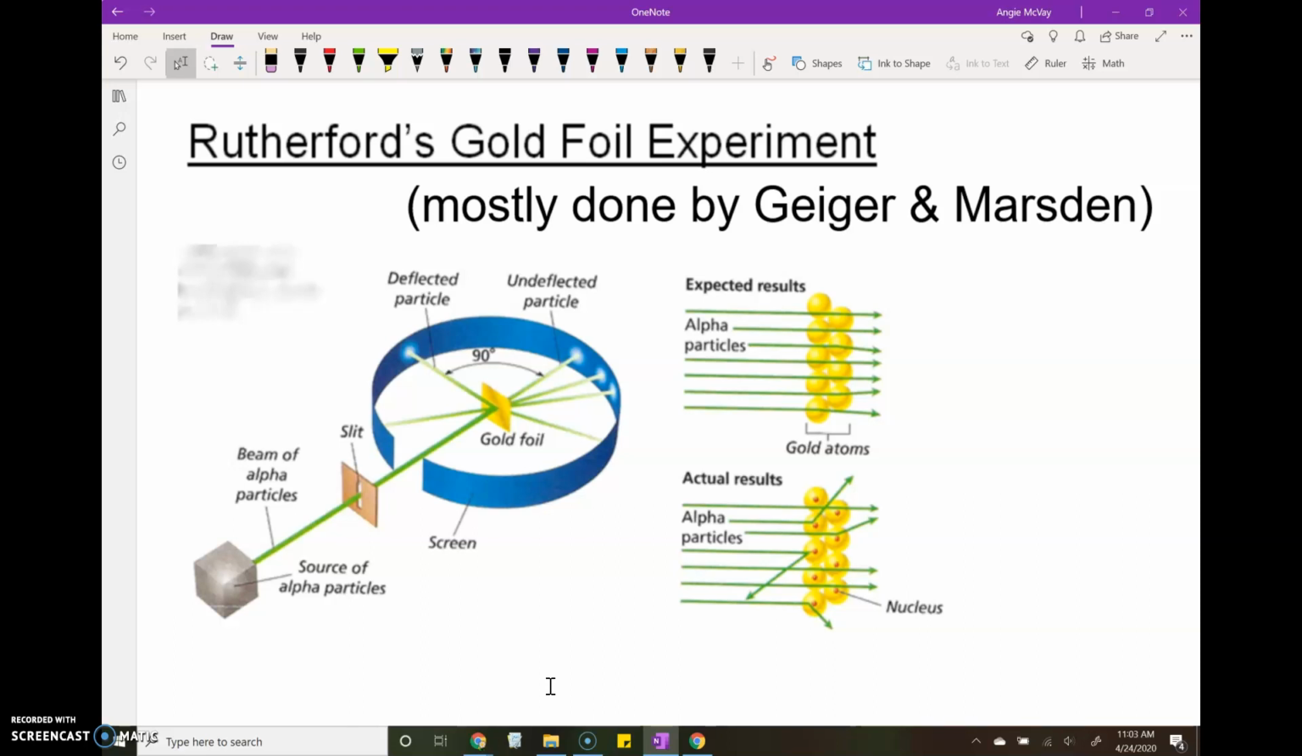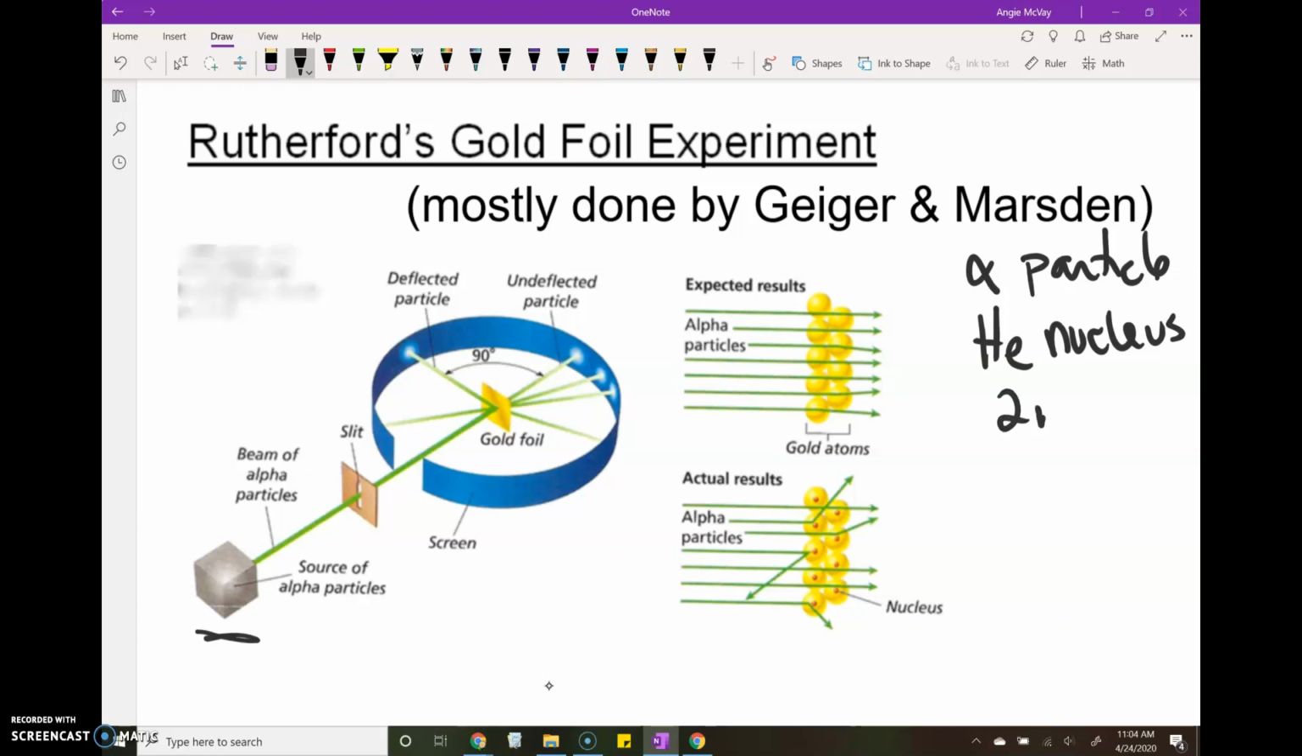Okay, so this is called Rutherford's gold foil experiment. Quite frankly, it was mostly done by two scientists named Geiger and Marsden, and he took a source of alpha particles. An alpha particle is just a helium nucleus. It's 2 neutrons and 2 protons, right? So its net charge is positive, with a charge of twice the elementary charge. It's just a nucleus with a positive charge.